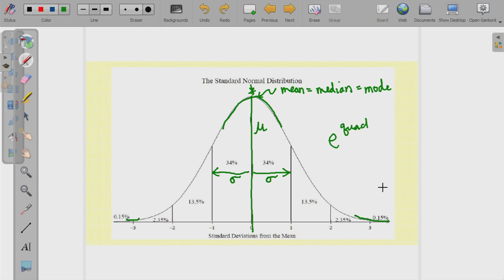Those percentages represent areas. And the areas represent the proportion of the population that falls between any 2 points on that horizontal axis. So for example, where you have the mean of 0 and 1 standard deviation from the mean, you'll notice the number 34%. Well, that 34% says that 34% of the population in a normally distributed curve is going to fall between the mean and one standard deviation on one side.